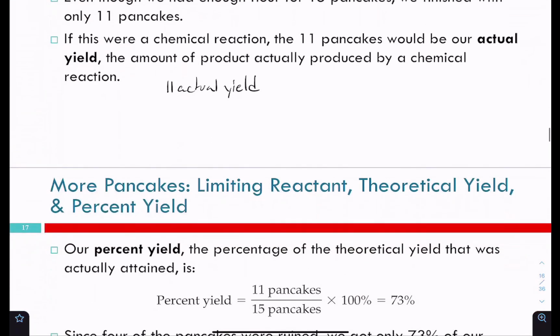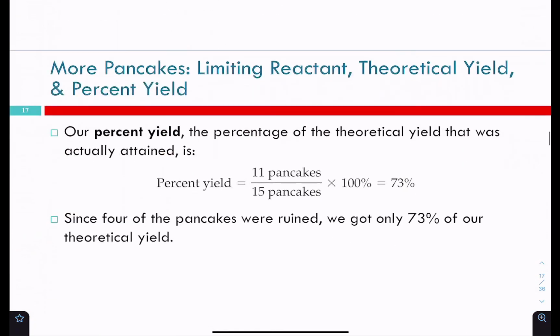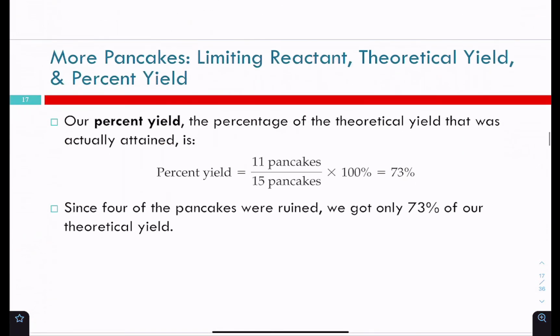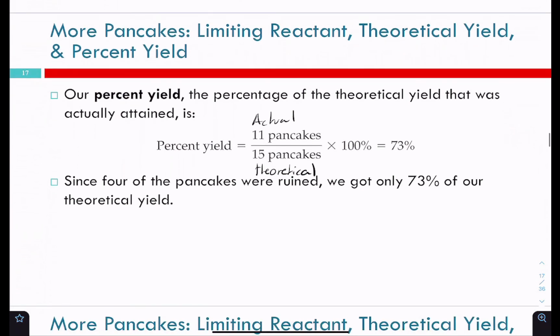So using that actual yield and our theoretical yield, on top here is the actual, and on the bottom is the theoretical, we can calculate a percent yield. And so this is telling us what percentage of the possible pancakes we were actually able to make. So in this case, it was only 73% of the pancakes.